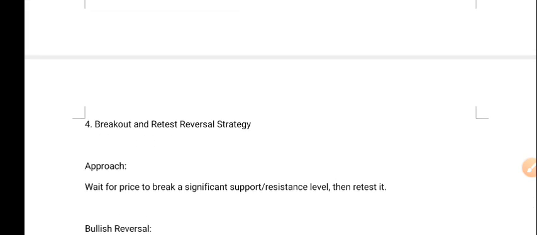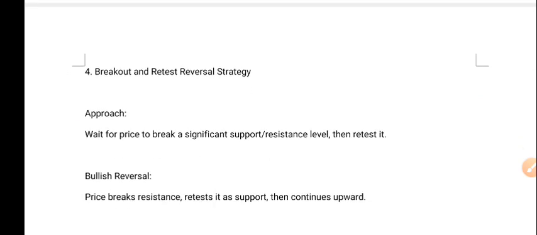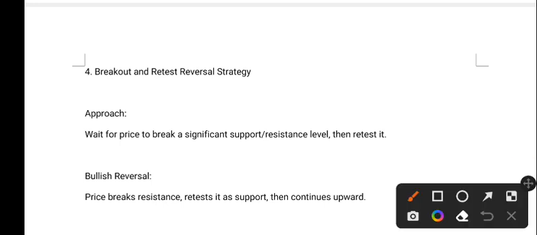Breakout in the sense that it breaks the support and then turns to resistance. You understand? Or breaks this resistance and turns to support. At that point where it breaks, your entry position will be that place. You wait for the retest. That's for price to come back to that level, and then now enter the trade to follow the reversal.